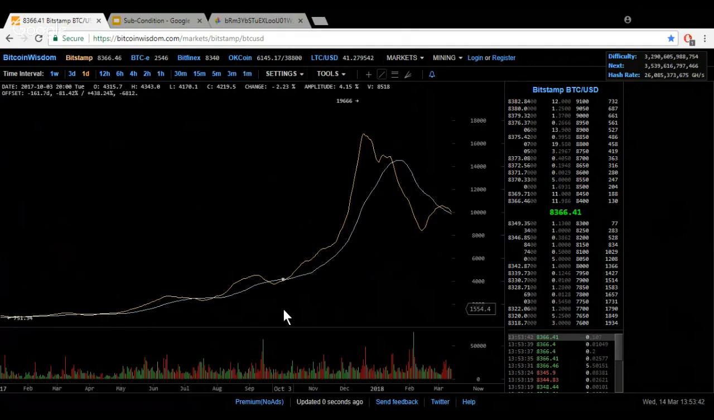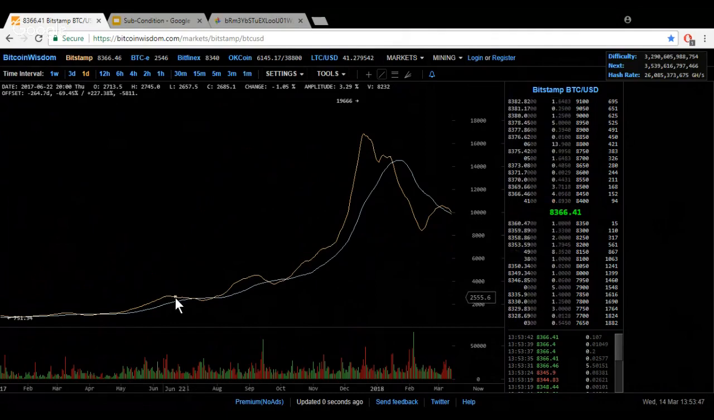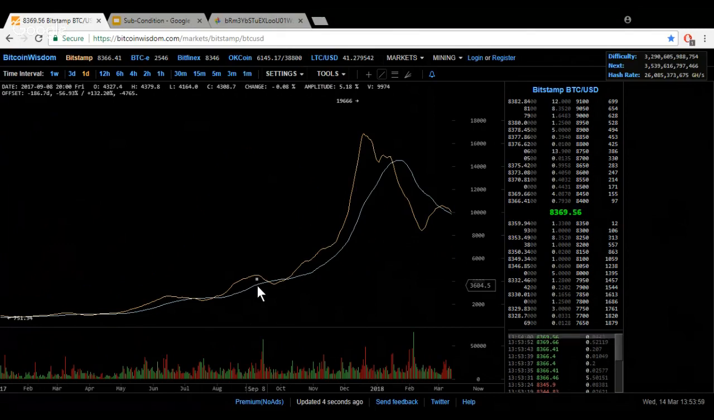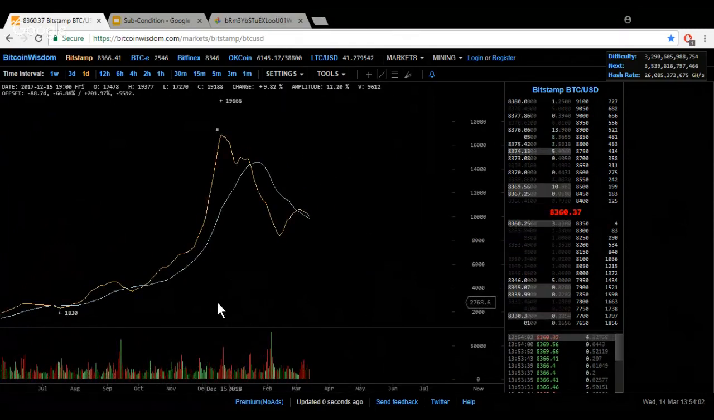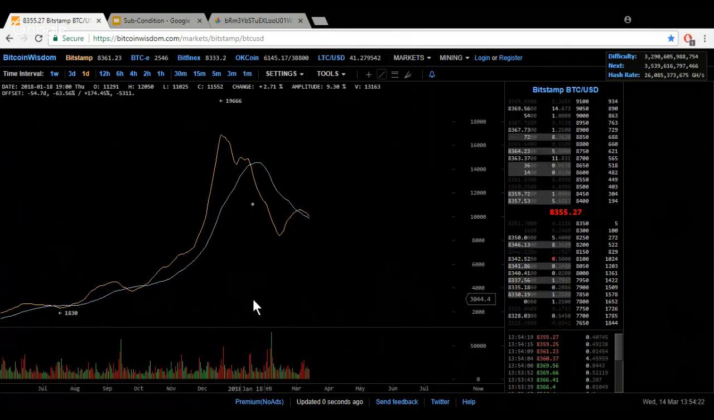Because what you see is in an uptrend, the short-term moving average is always above the long-term moving average. Period. In a downtrend, the short-term moving average is always beneath the long-term moving average. Now, that is true if the short-term moving average is 20 days and the long-term moving average is 21 days. But you won't be able to tell the difference.